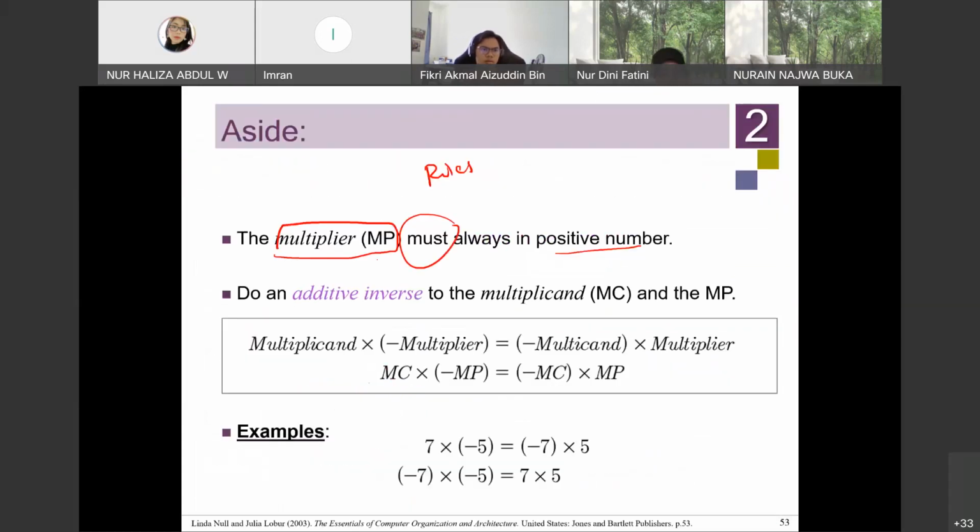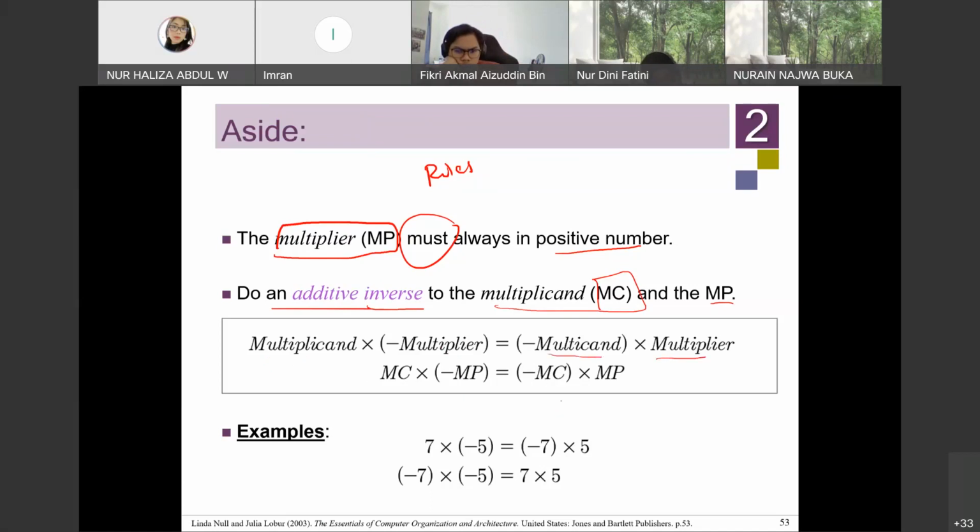Okay. The multiplier needs to be always positive. Do the additive inverse for the multiplicand (MC) and the multiplier (MP). If you are finding this kind of example, multiplicand times negative multiplier, you can do the additive inverse, which is equal to minus multiplicand. This one you also can apply.